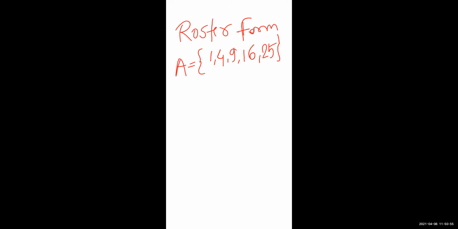Now you have to write the set builder form of the same. What are 1, 4, 9, 16, 25? They are squares. This 1 is a square of 1, 4 is a square of 2, 9 is a square of 3, 16 is a square of 4, and 25 is a square of 5.